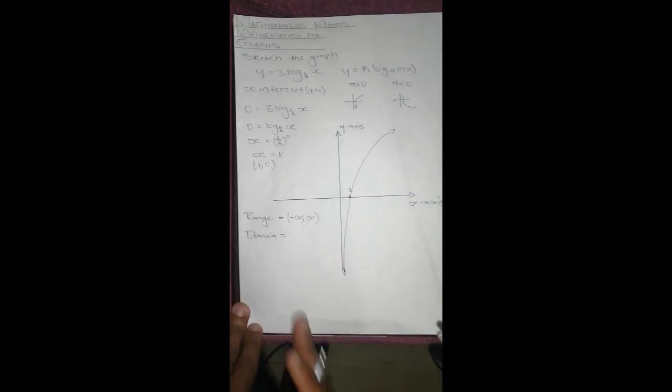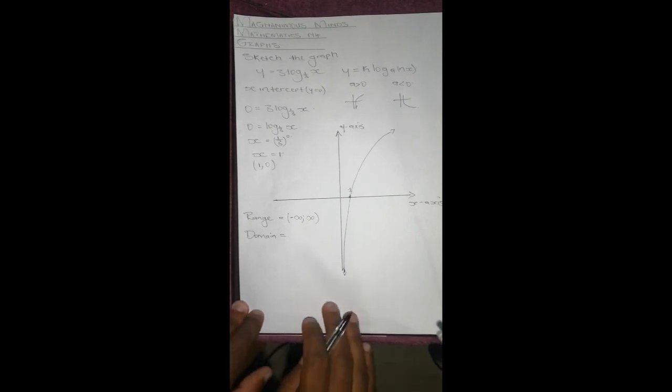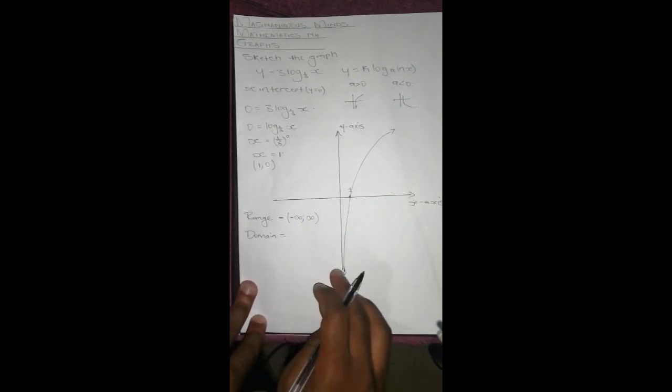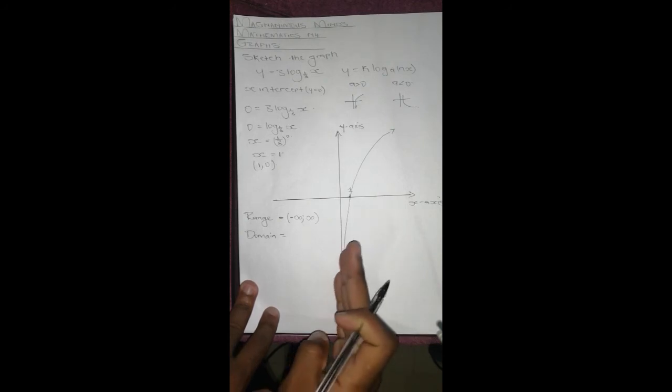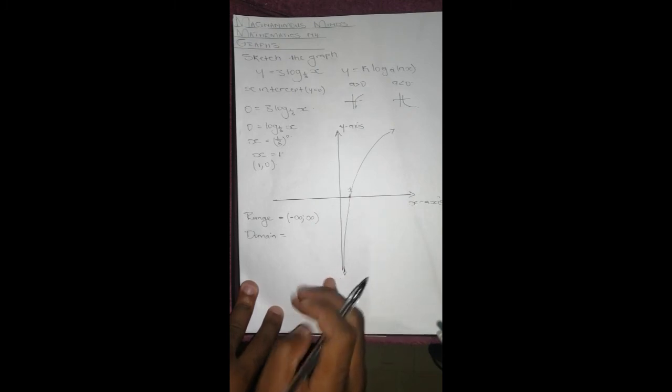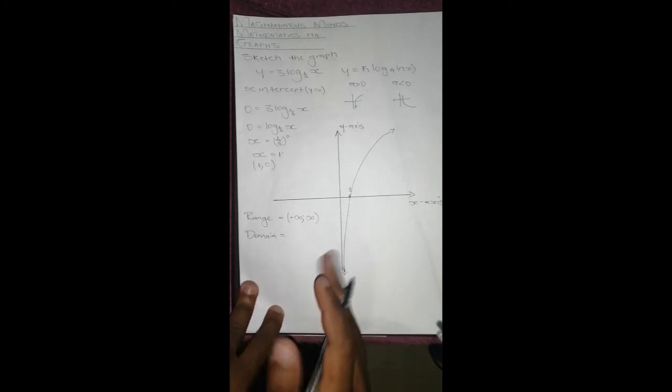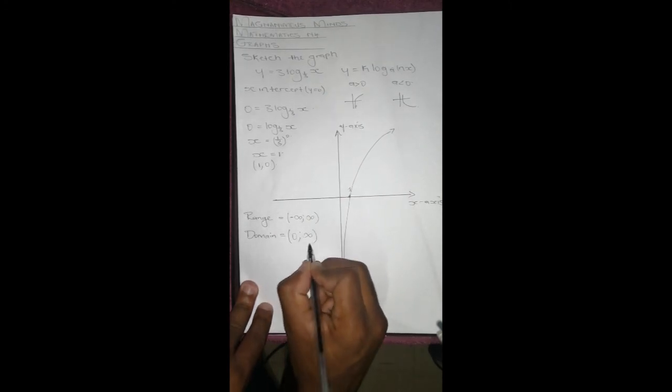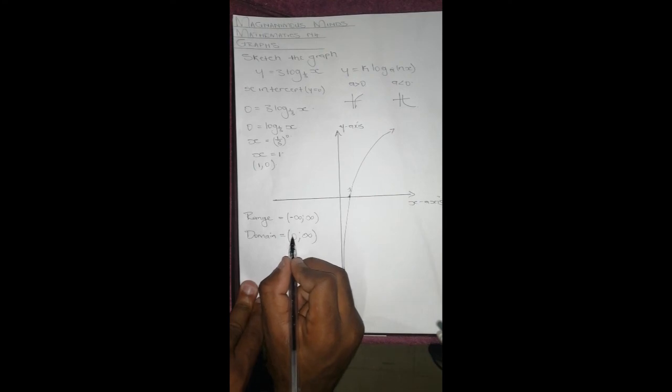And then the domain is the x values in which the graph exists. If you check, it doesn't touch the y-axis, so it's from just after 0 going to infinity. So it's going to be 0 to infinity. Again, we do not include infinity, and we also don't include 0 because it doesn't touch the y-axis.